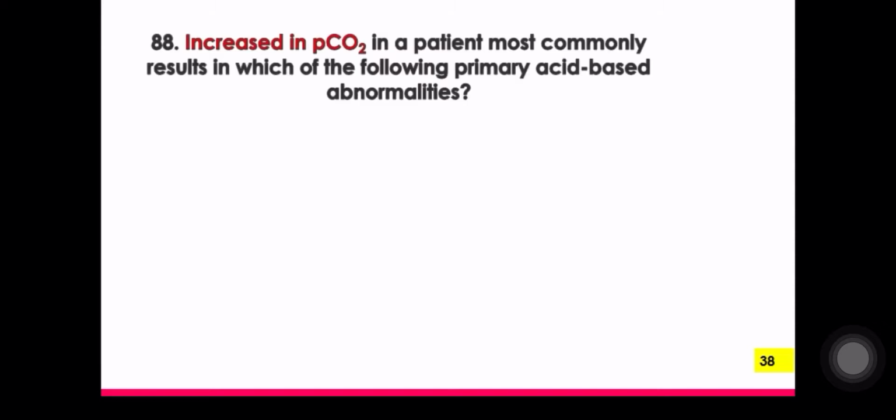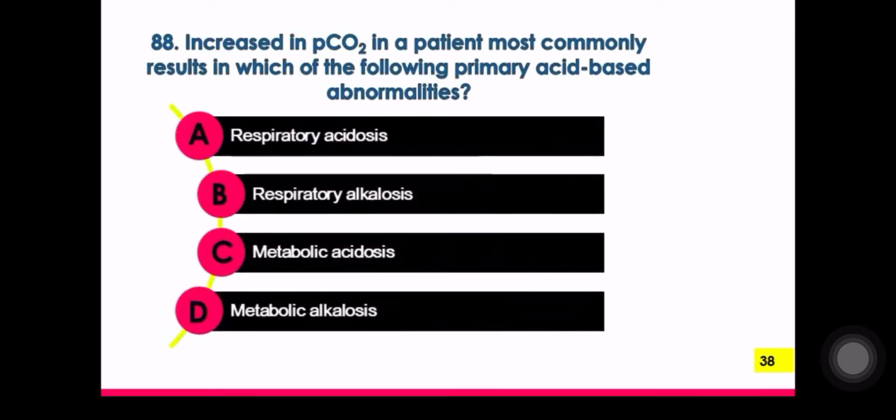Now for number 88, increase in PCO2 in a patient most commonly results in which of the following primary acid-base abnormalities? Is it letter A, respiratory acidosis, letter B, respiratory alkalosis, letter C, metabolic acidosis, or letter D, metabolic alkalosis po?